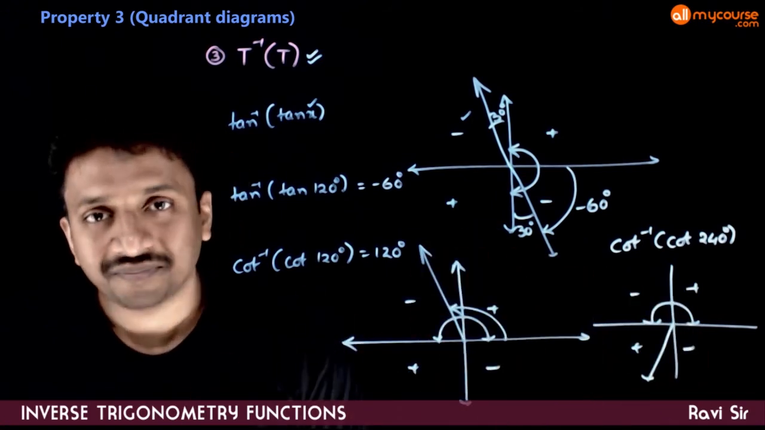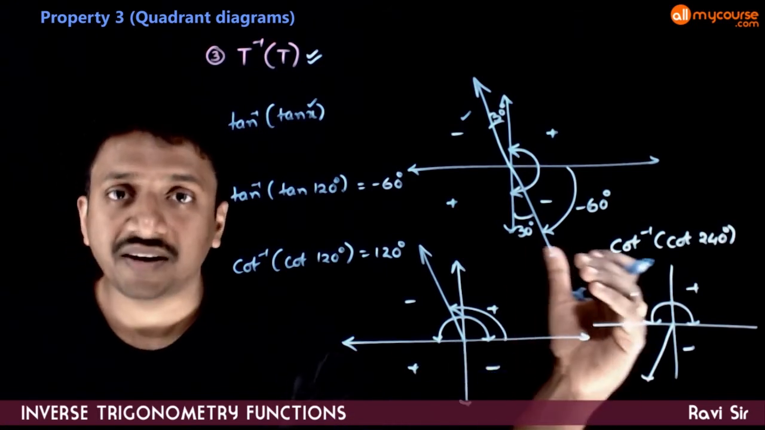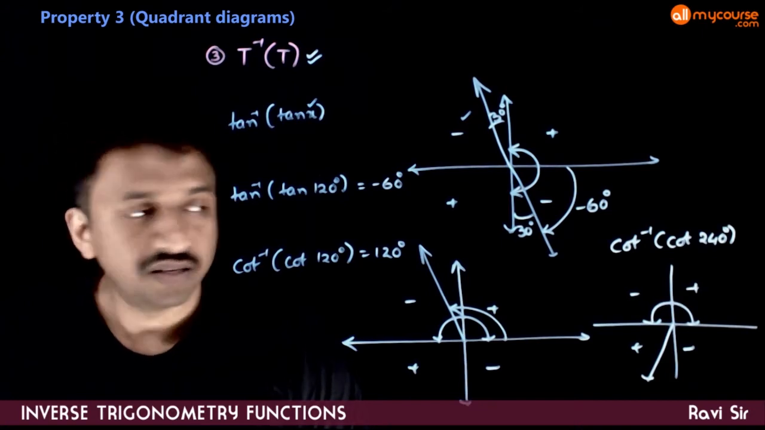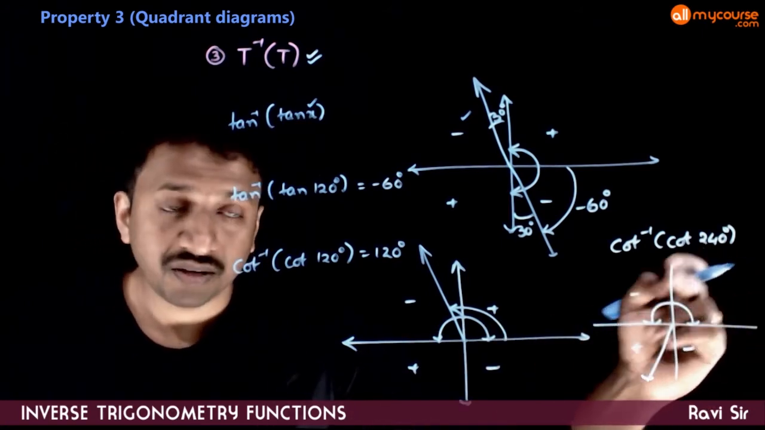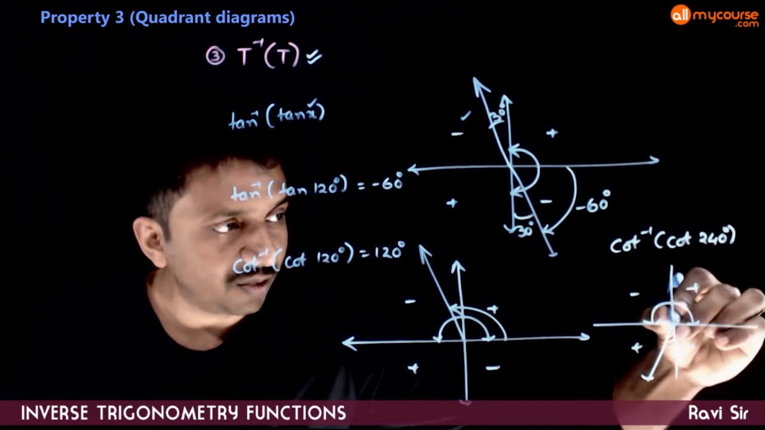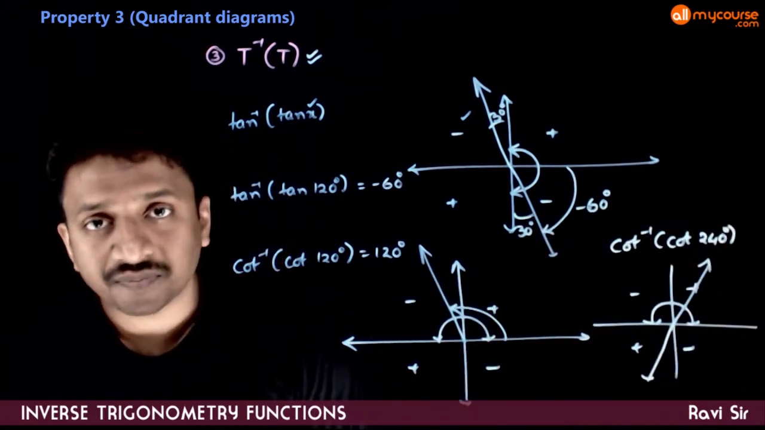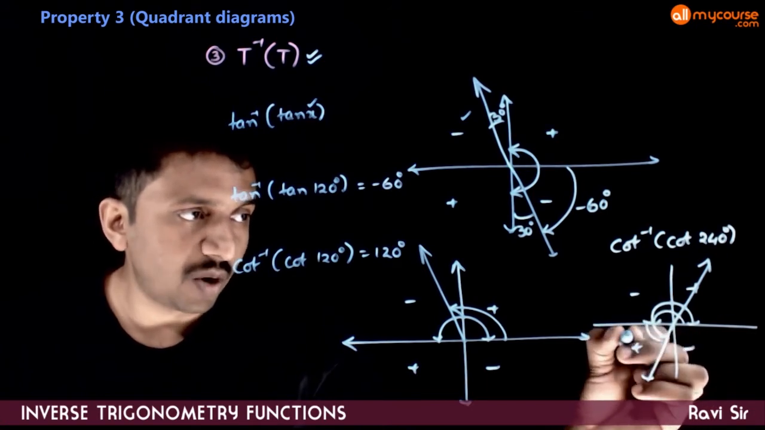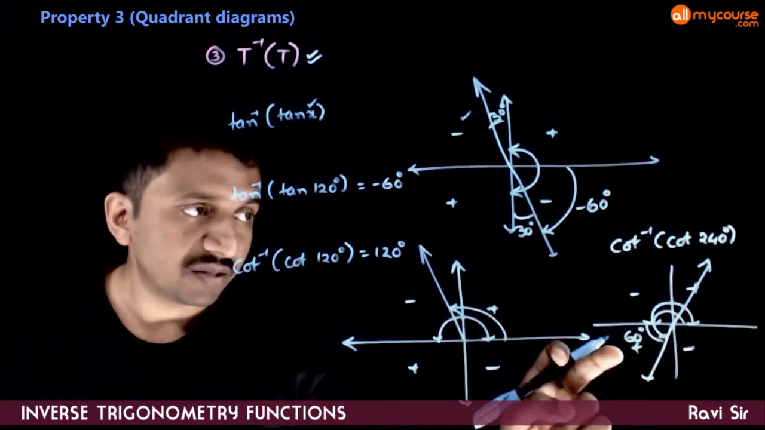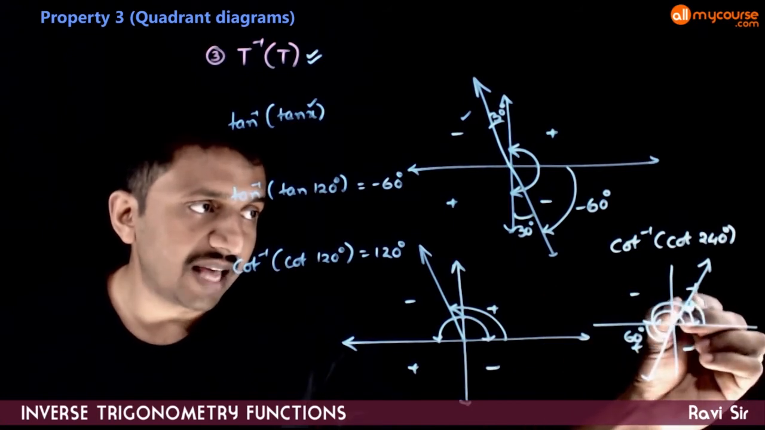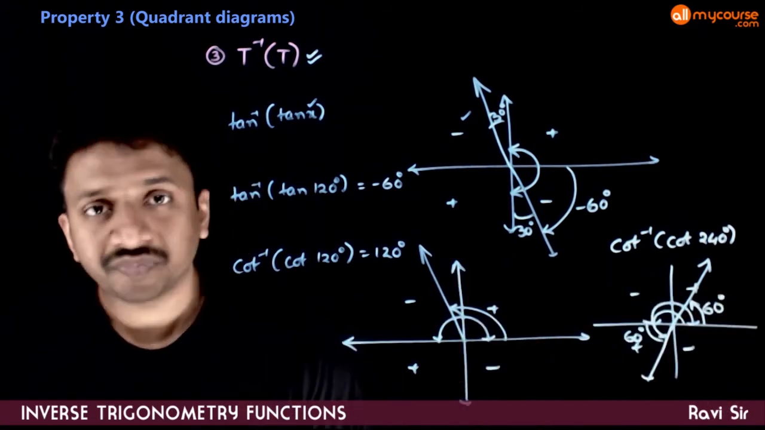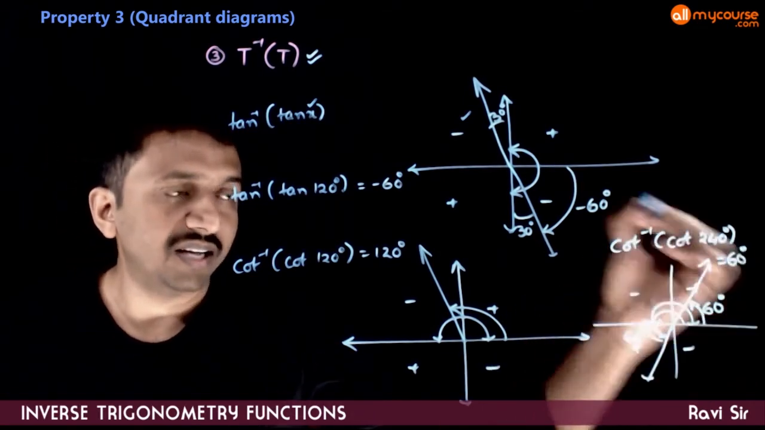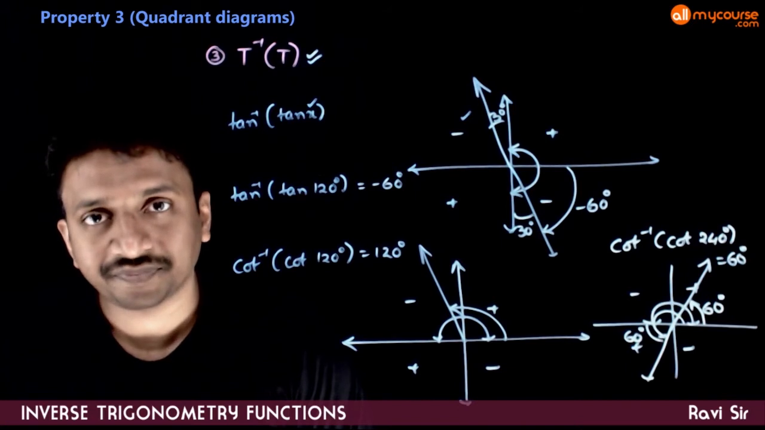Now you need to reflect it. So positive side has to be reflected to the positive side, negative side has to be reflected to the negative side. So if you reflect the positive side onto the first quadrant, you just need to extend it backwards. So if this angle is 240 degrees, the small angle is 60 degrees. So if this angle is 60 degrees, this angle will also be equal to 60 degrees. Hence cot inverse of cot 240 degrees is 60 degrees.